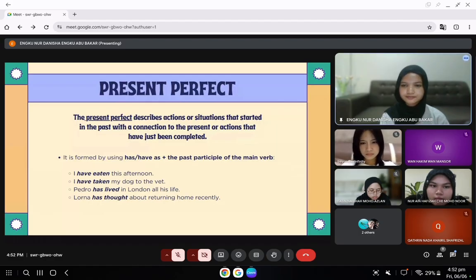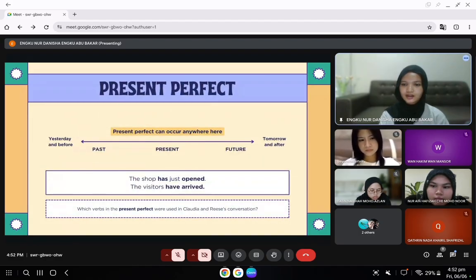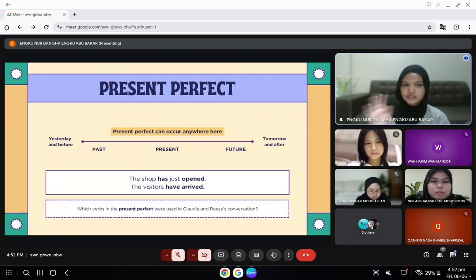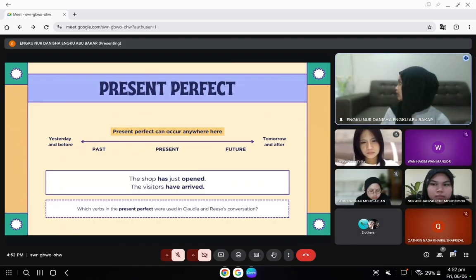So moving on. Okay, so this is just further explanation. As you can see on the timeline, present perfect can occur anywhere here during the past, present, or future, while simple past only occurs in the past.